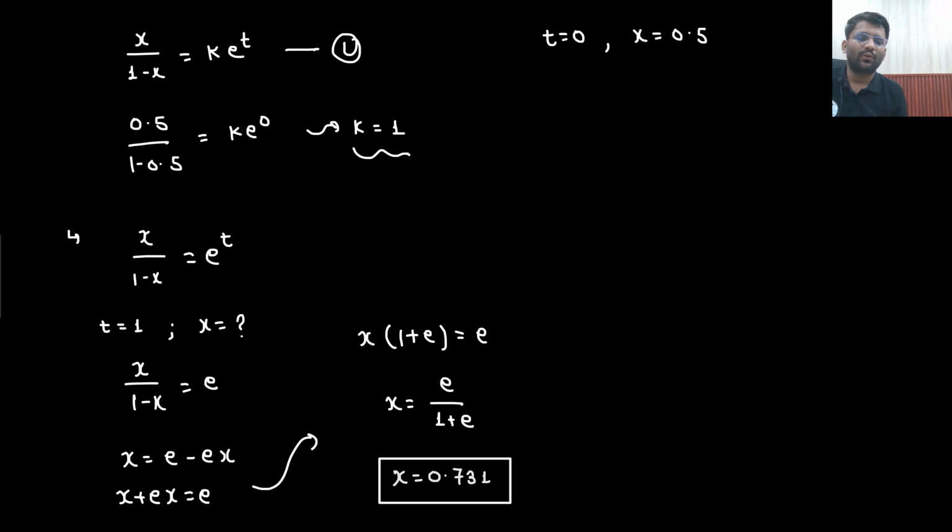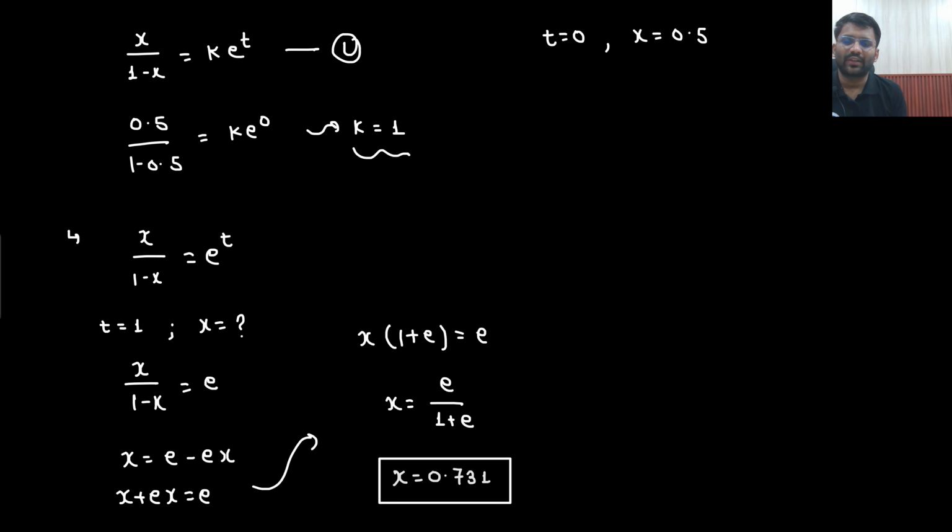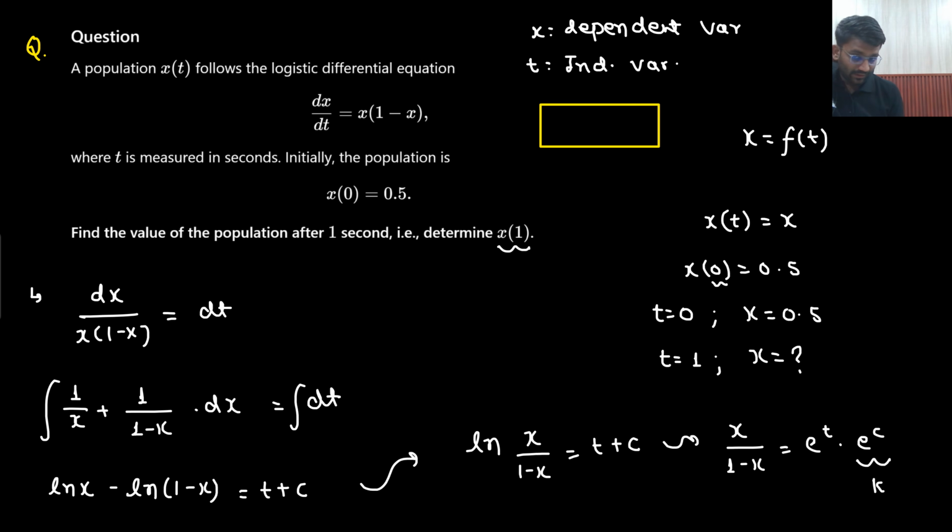So what could be the error here? The error could be that I mess up this integration. Here, if you mess up the negative sign, then the whole question will be messed up. Simple things were given: t equals 0, x was 0.5, t equals 1, and you need to find the value of x. We got the equation, put in the given condition t equals 0, x is 0.5, and the value of k came out to be 1. Now I put t equals 1. What is the value of x that I am getting? I got 0.731. Understandable? So 0.731 is the answer.